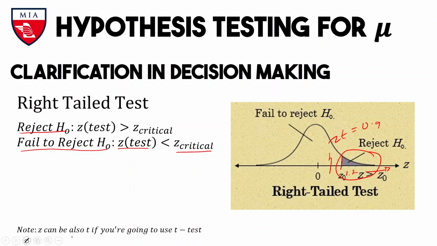So note, z can also be t if you're going to use the t-test. It's just the same. If z-test, we have z critical. If t-test, we have t-test and t-critical.